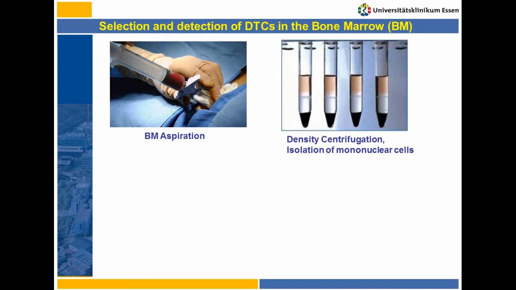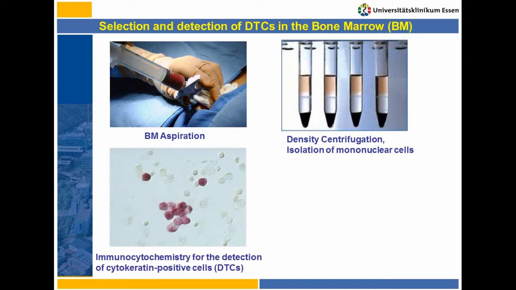You see this white layer. Within this white layer, we find the tumor cells. They have the same density. We isolate these tumor cells, and we do immunocytochemistry for the detection of these cytokeratin positive cells. As you can see, after neofuxin staining, you can see red cells. Sometimes you can see clusters.